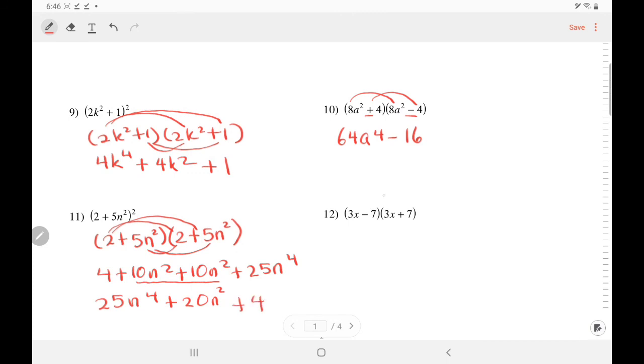Last problem. That's a difference of squares. You know the two middle terms will cancel out. So we'll just do 9x squared, negative 7 times 7, negative 49. And we are done.